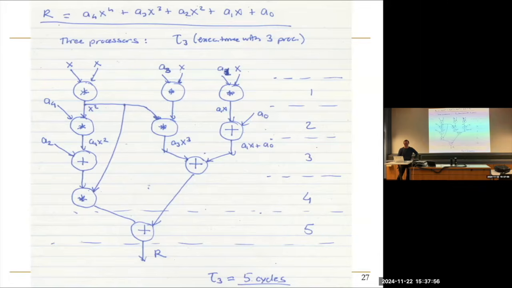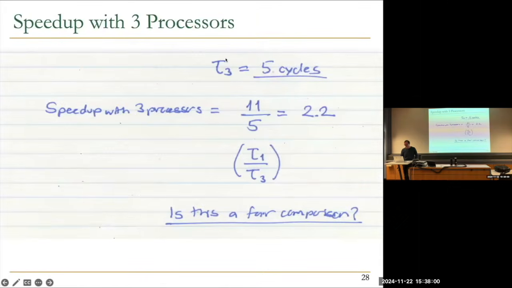Yeah, okay, good. So let's compute speed up. So T3, 3 processor time is 5 cycles. Single processor time is 11 cycles. So the speed up you get with 3 processors, 11 divided by 5. So 2.2. Not a linear speed up with 3 processors, but not terrible, I guess. Optimistic, what do you mean? Yeah, sure. Is this a fair? No, that doesn't answer my question. My question is, is this a fair comparison?